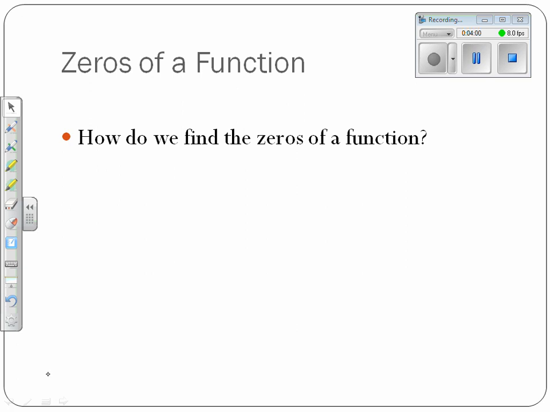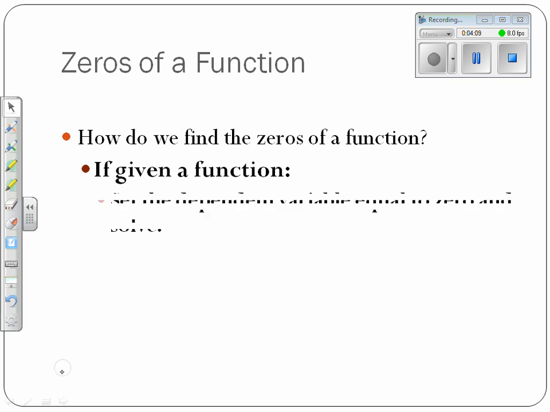Okay, so how do you find the zeros of a function? Well, it depends on what you're given. If you're given a function as an equation, what you have to do is set the dependent variable equal to 0 and solve. By solving, you'll find what input gives you an output of 0.